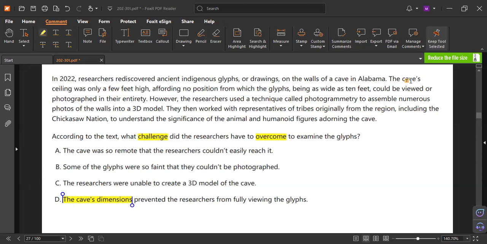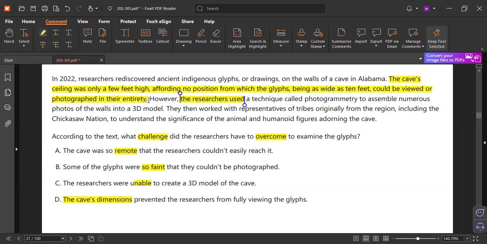Look for this one. The cave's ceiling was only a few feet high, affording no position from which calves being as wide as 10 feet. If this means here the dimensions. That's why he didn't mention the researchers couldn't easily reach it because it was remote. We're not talking about distant or remote or not. He didn't mention some of them were so faint and not supported. He didn't mention they were unable. He said they used already. Look, they used the technique. How it was unable. So we give you three facts not mentioned in the text.